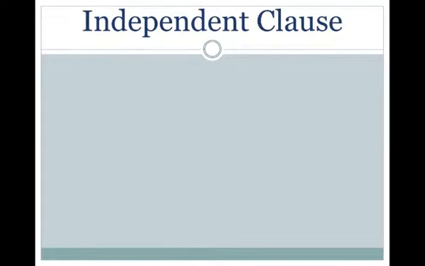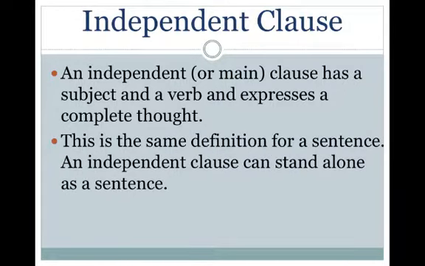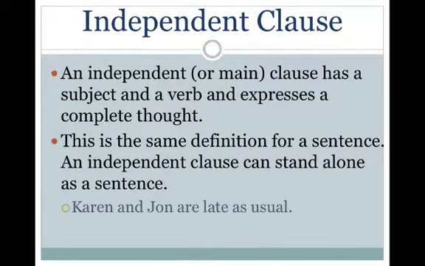First, independent clause. An independent or main clause has a subject and a verb and expresses a complete thought. This is the same definition for a sentence. An independent clause can stand alone as a sentence. For example, Karen and John are late as usual. This is an independent clause with Karen and John as the subject and are as the verb.